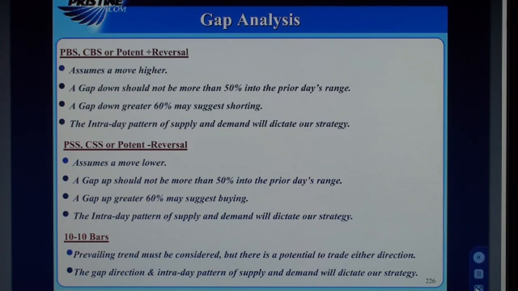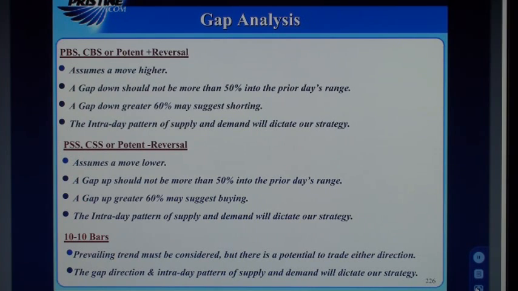Our sell setups will be PSSs, climactic sell setups, or potent bearish reversals, these assuming a move lower. Should a gap up occur, it should not be more than 50% into the prior day's range. A gap up greater than 60% may actually suggest buying, as this could be negating the sell setup. The intraday pattern is going to dictate our strategy.